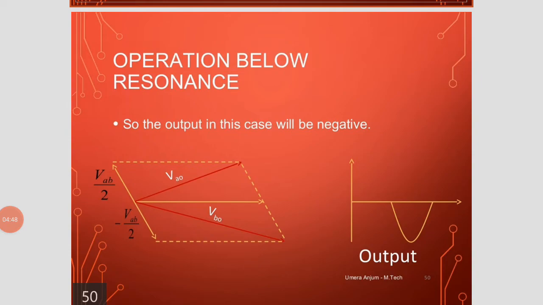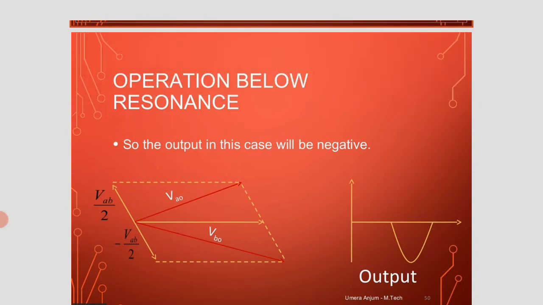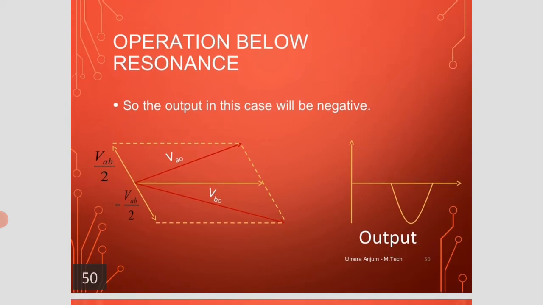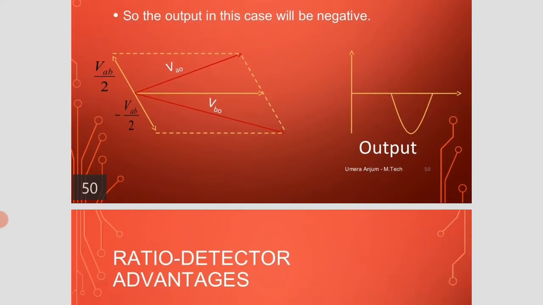The operation below resonance is as shown in the slide. So the output in this case will be negative: VAB by 2 and minus V0, VA0 minus VAB by 2 at minus V0. The output is as shown in the slide.